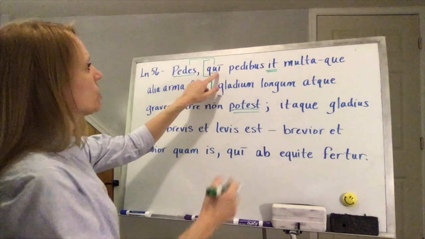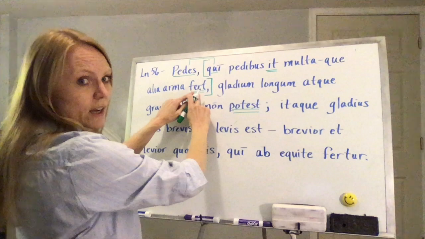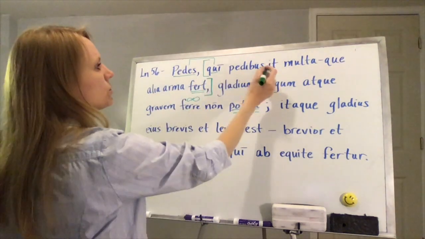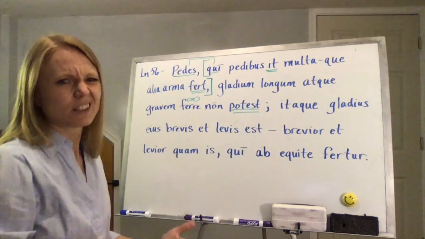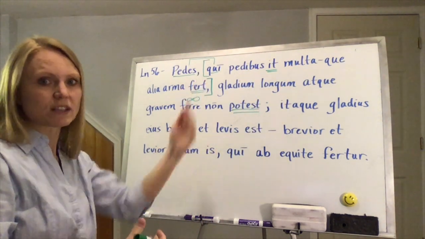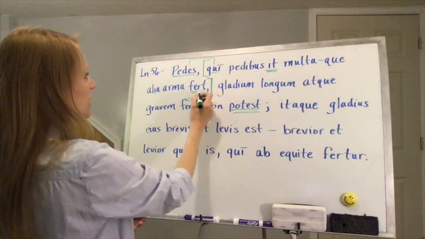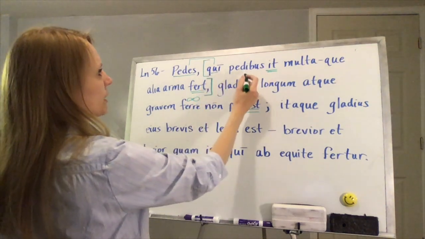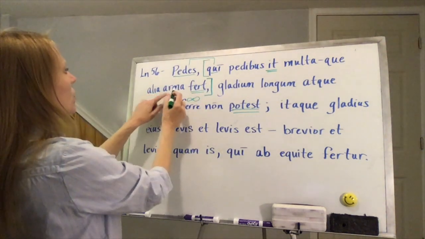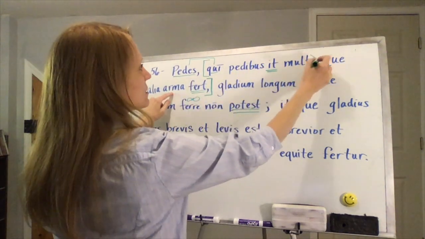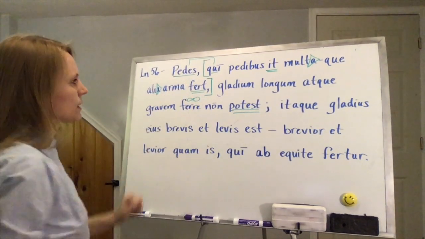So foot soldiers who go and who carry. So that's the main part. So who go, this is an ablative, by foot. In English, we would say by foot, but this is by feet, right? By feet, by walking, in other words. And who carry, right? So who go by foot and carry many other weapons. So both of these are adjectives pointing to this direct object, okay?